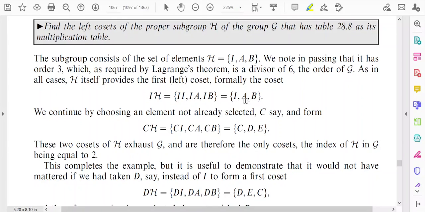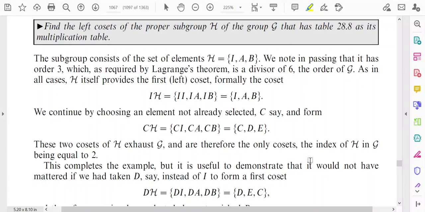Now if you observe the set of elements contained in these two sets, these total 6 elements cover all the 6 elements of the group capital G. So we write that these two cosets of capital H exhaust G. In mathematical language we say that these two cosets cover all the 6 elements of capital G. That is why we say that these two cosets of capital H exhaust G and are therefore the only cosets. So no more cosets will be there. These two cosets are the only cosets of capital H.